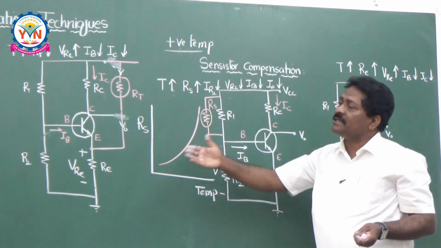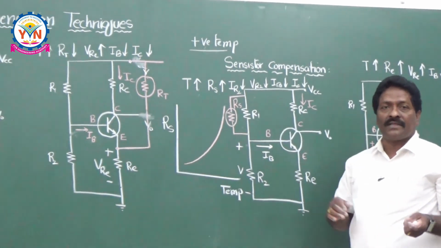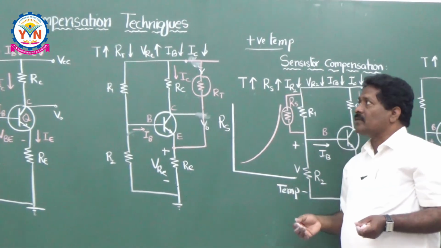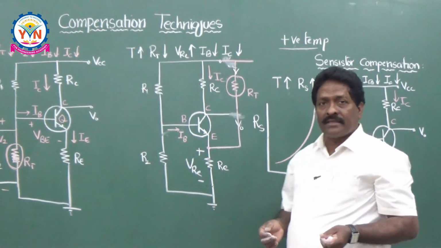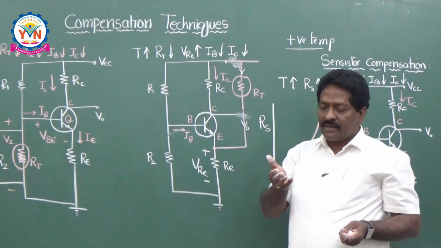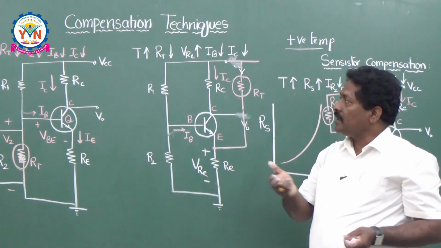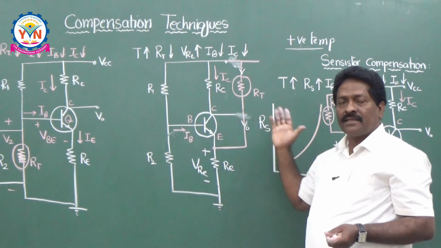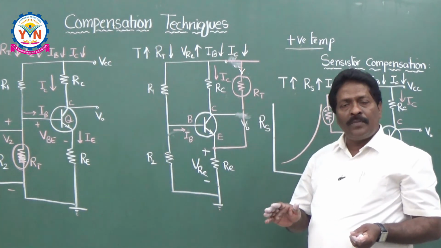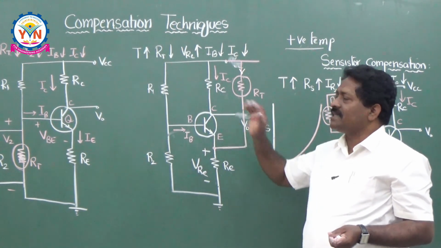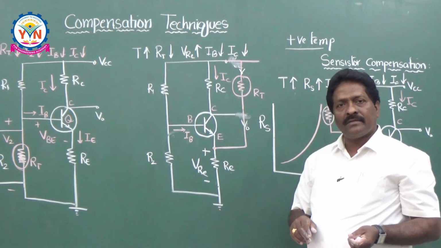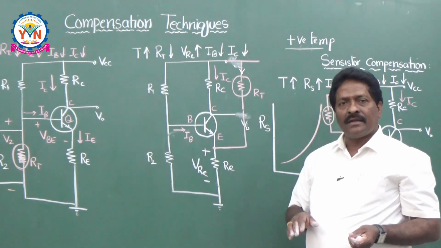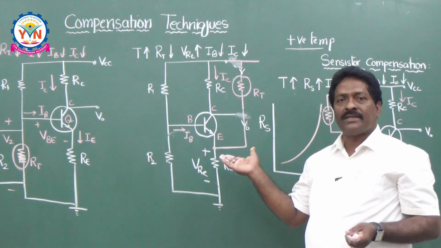In the compensation techniques, there is no loss of the signal. This compensation is actually provided by devices, those are nothing but diodes, transistors, as well as temperature sensitive devices like thermistor and sensistor. I hope you understood the compensation techniques using diodes, transistors, as well as temperature sensitive devices.